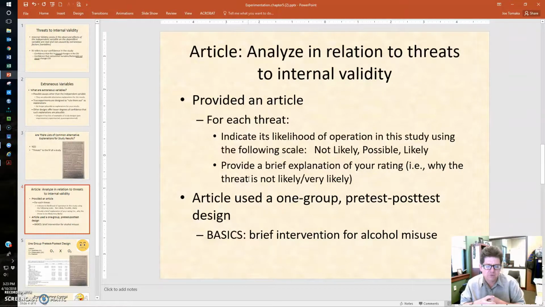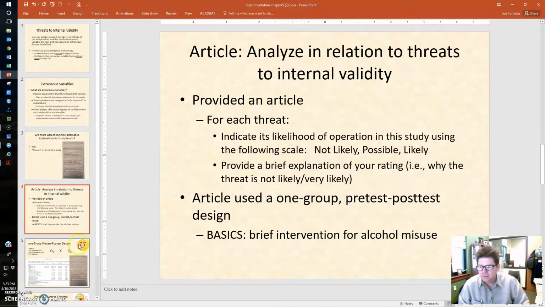The article that I gave you was a particularly poor design in terms of ruling out threats to internal validity. It essentially used what the book described as a one-group pretest-posttest design. Again, this was a program evaluation of a brief intervention for alcohol misuse. There was only one group, which meant that everyone received the treatment, and we essentially looked at changes from baseline, or what we called assessment, to 6-month follow-up in a number of drinking outcomes.